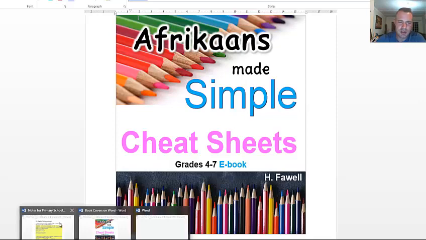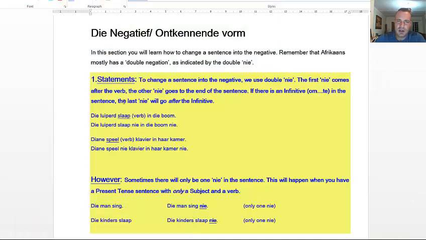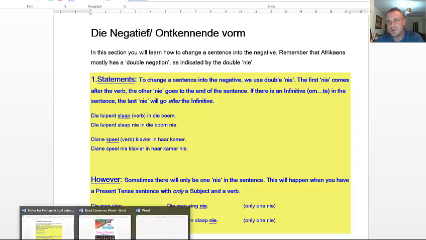Today we're going to look at the negative. It looks like this. I'll show you some nice notes and some summaries that you need to know. If you're in grade 4, 5, 6 or 7, or even if you're in high school and you really struggle with this section, have a look here, start here, and this should sort you out.